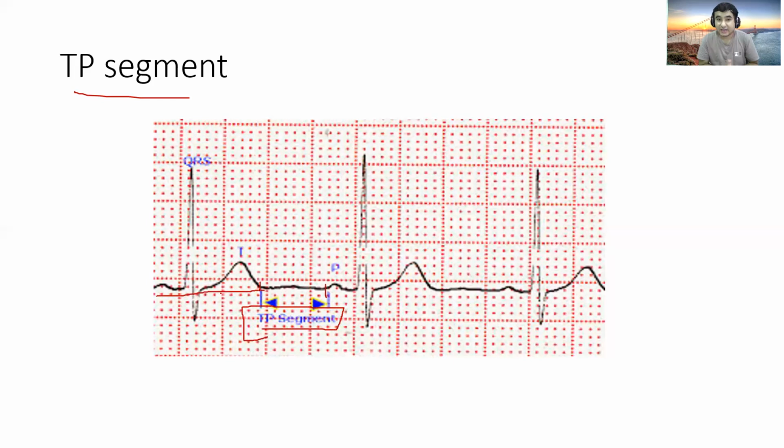The TP segment is the end of the T wave and the starting of the P wave. It is the isoelectric line, it is the period of the refractory period, and it helps us to understand the elevation or depression of the J point, whether there is an ST segment elevation or depression or not.